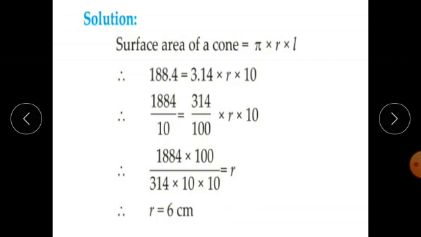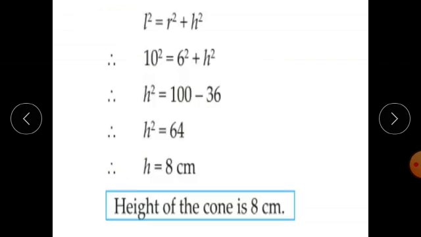Now you have to find out the perpendicular height, that is h. We know l square equals r square plus h square.